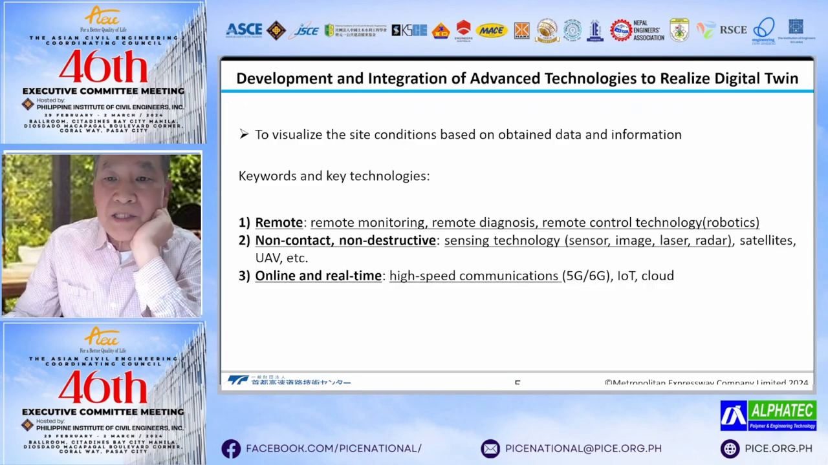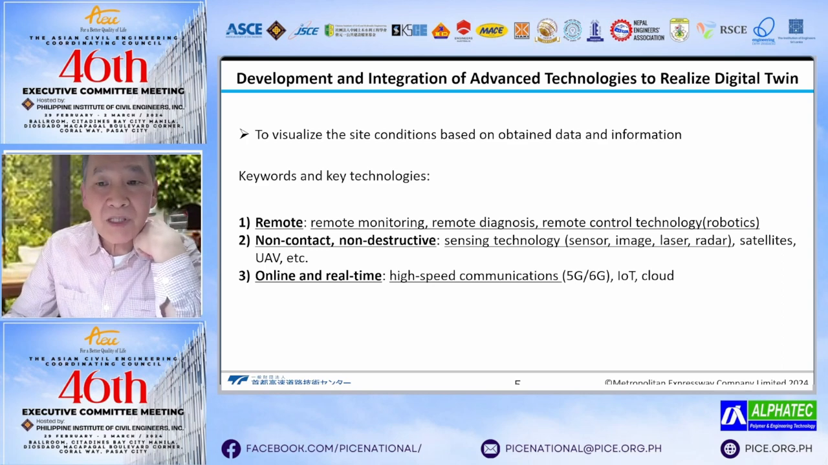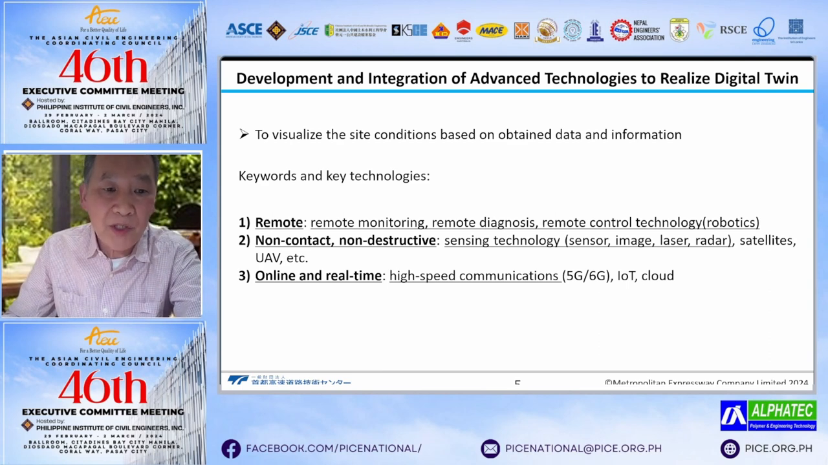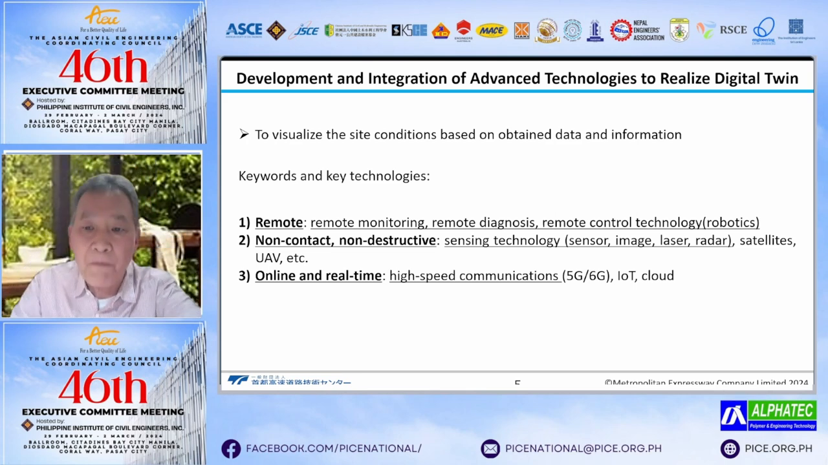To realize digital twin, we need to develop and integrate advanced technologies. I'll just show the keywords and the key technologies here. There are a couple, three keywords. One is remote monitoring. That's today's topic, and remote diagnosis and remote control.